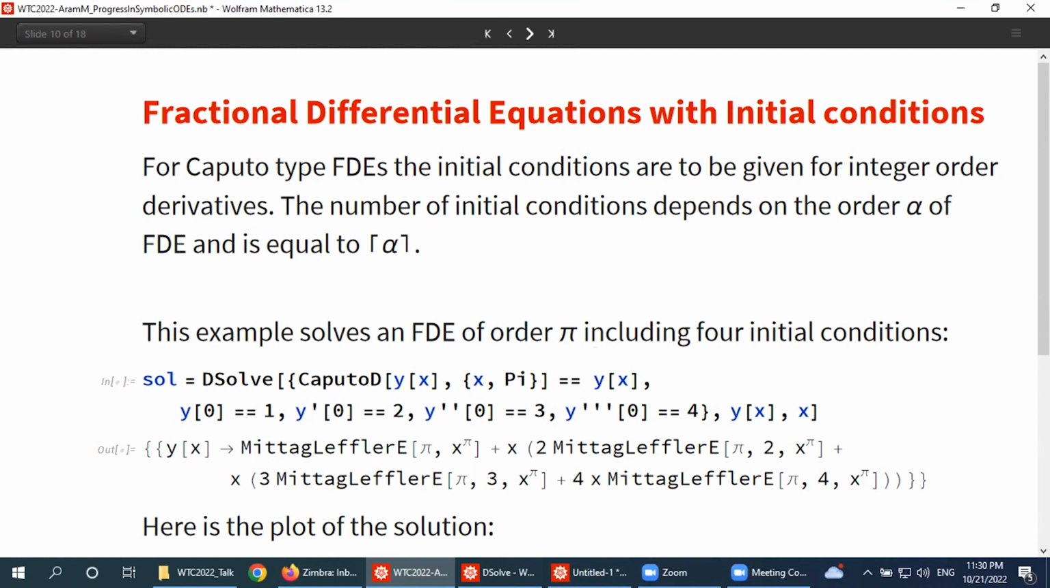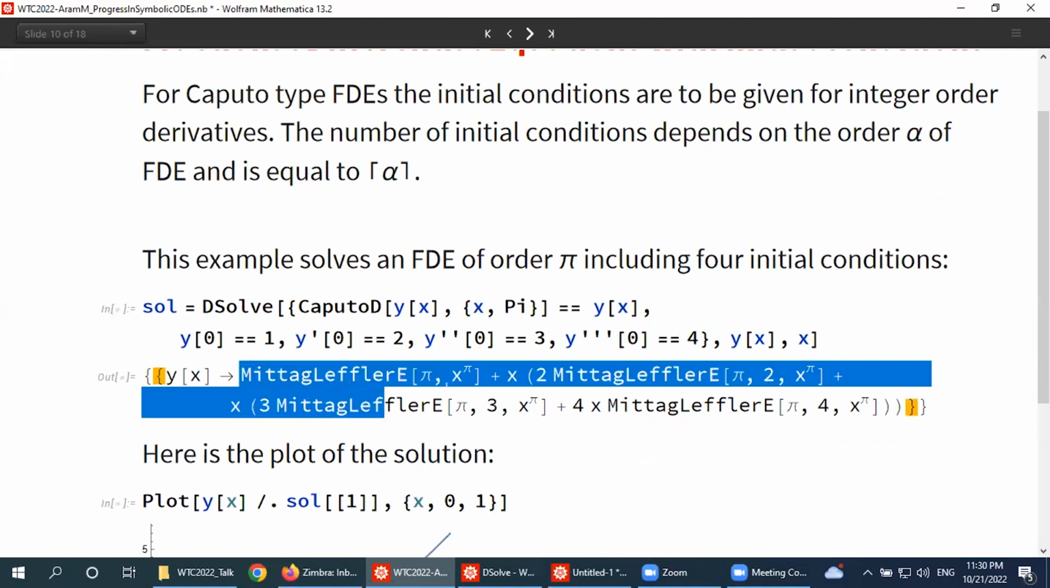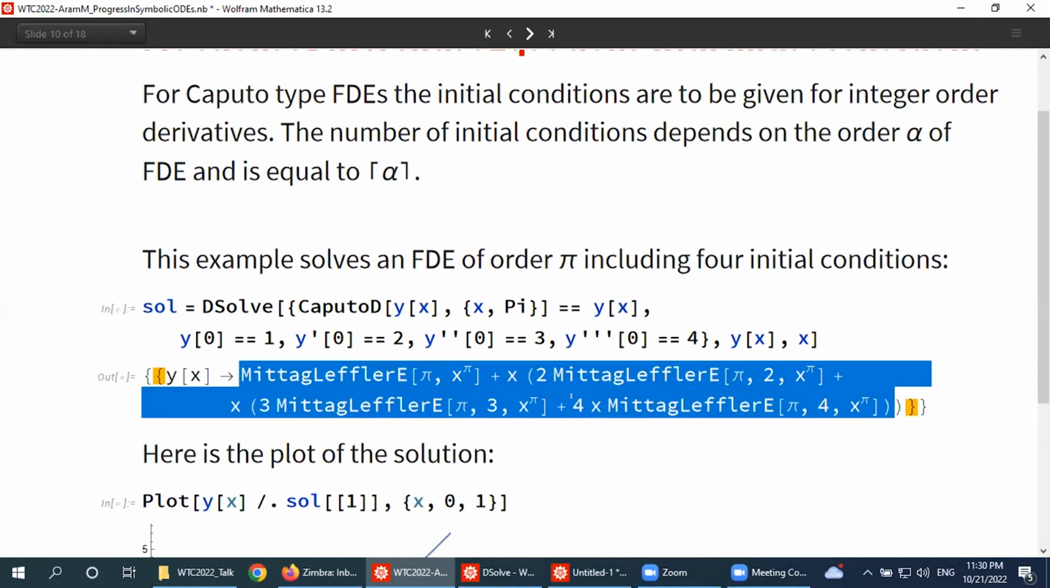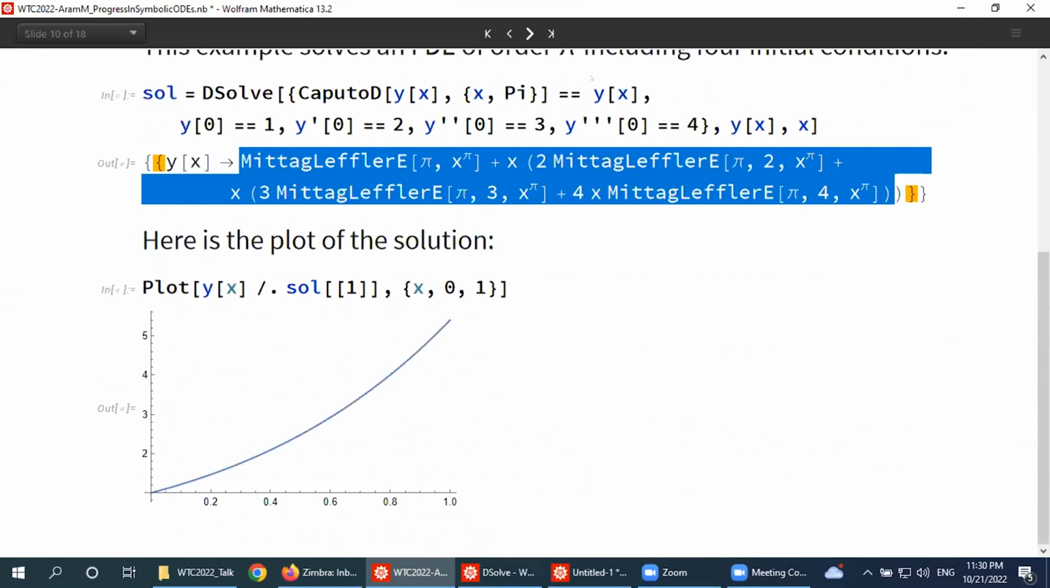So as an example, let's try to solve a fractional differential equation of order pi with initial conditions. This example also demonstrates that the order of differential equation can be any real number, even non-rational number, such as pi. This is the equation. And since the order of equation is equal to pi, which is more than 3 and less than 4, we will need 4 initial conditions here. For function itself, first derivative, second derivative, and third derivative. And this is the solution of initial value problem. And here is the plot.